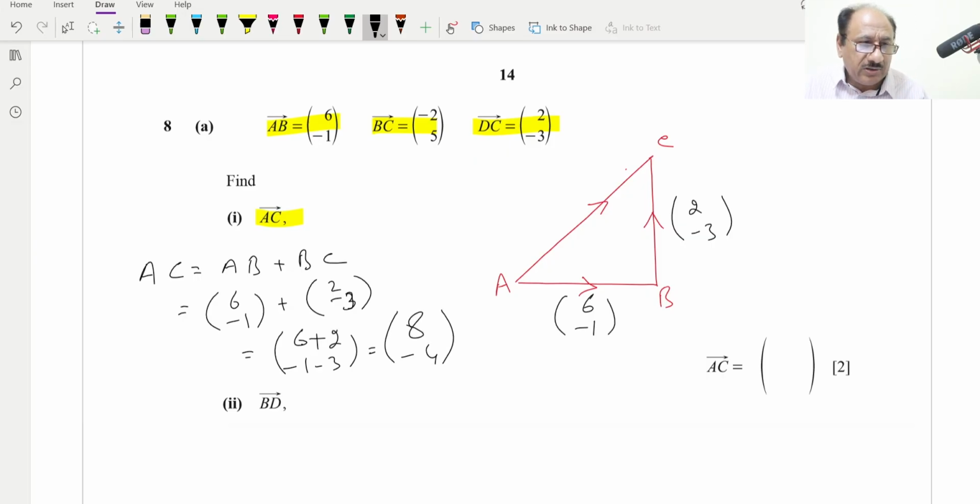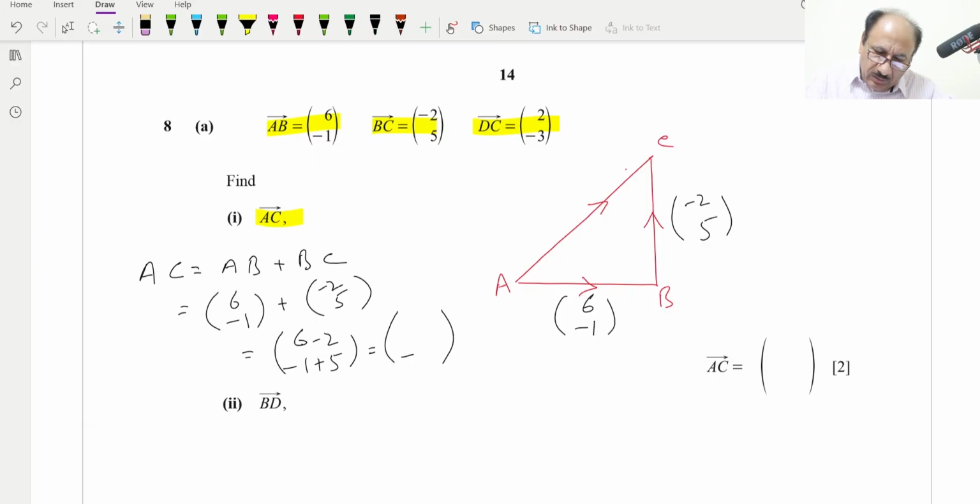This will be the column vector. BC also we have taken wrong. I don't know why I've taken these two wrong. So this should be minus 2 and 5. I will change this to minus 2 and 5, so this will also change to minus 2 and plus 5, and our answer will change to 4 and 4. This is basically our answer. These are the things which we have simplified.